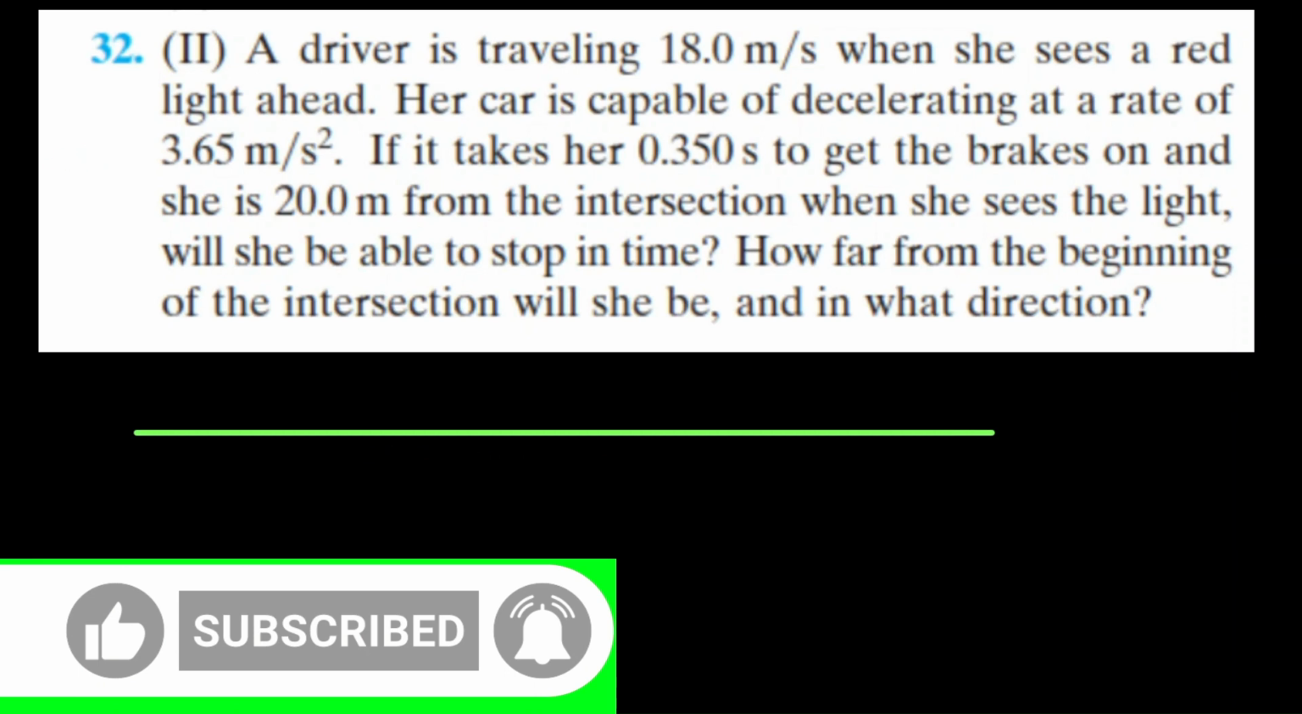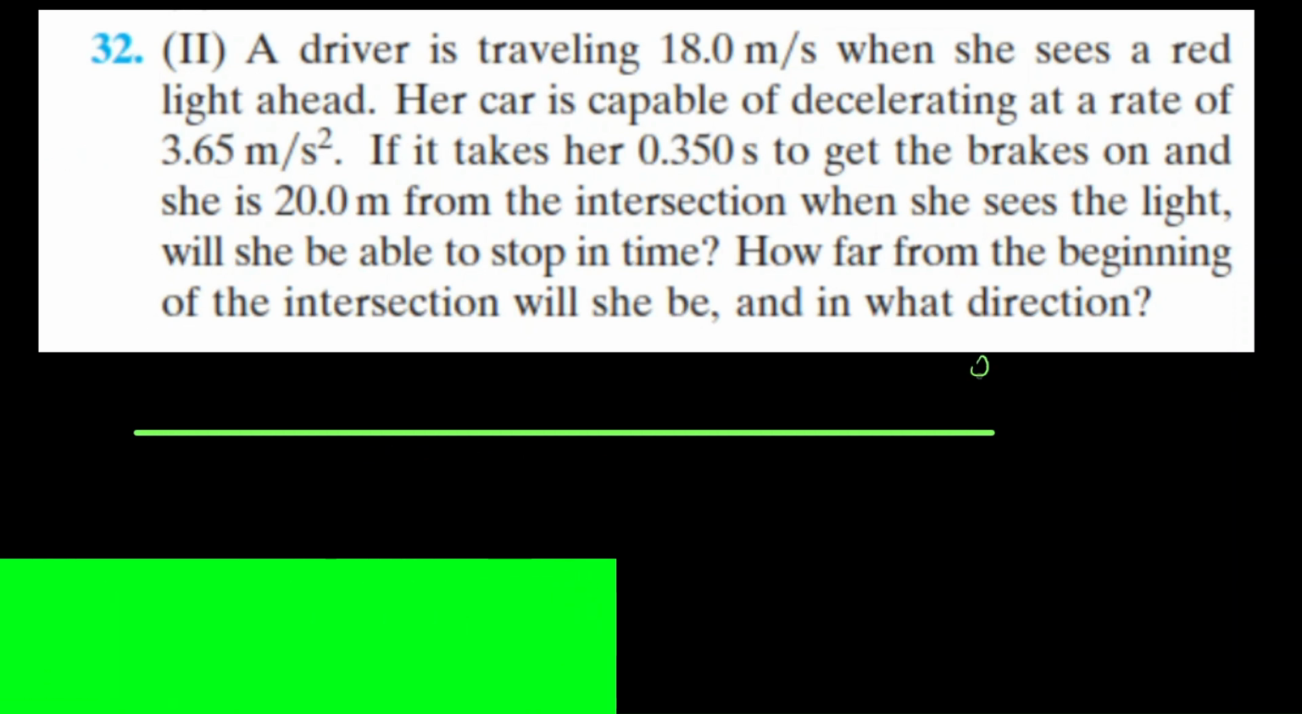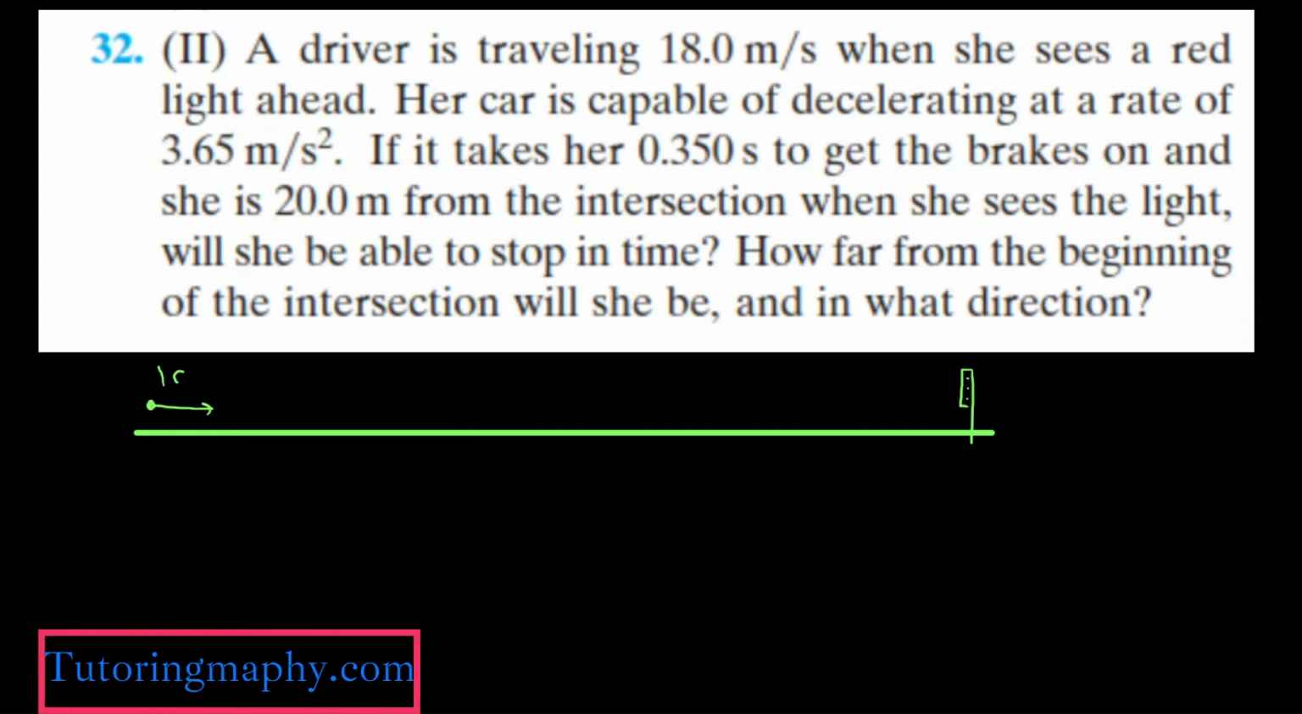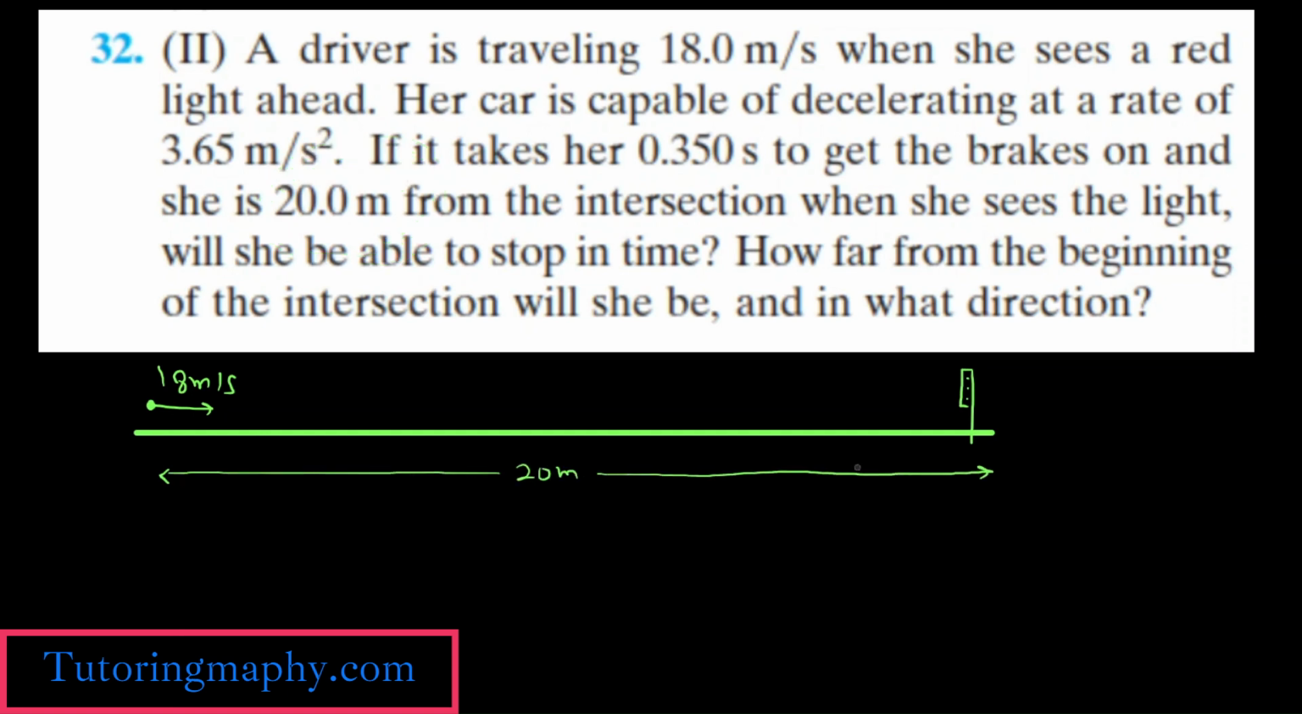Obviously, if they give us free hand, we're going to make something like this, the so-called red light, and the driver is traveling at 18 meters per second when she sees the red light. Remember that she is 20 meters from the intersection when she sees the light. So I'll say that this is 20 meters. And the deceleration is 3.65 meters per second squared.